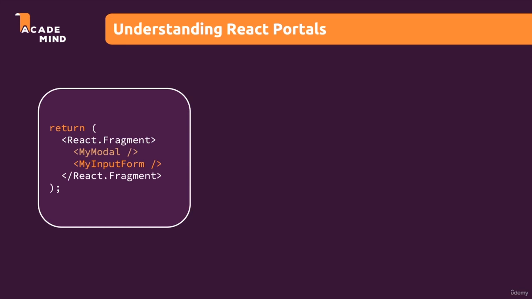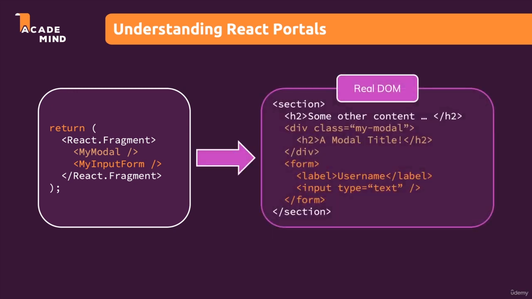We got two components, side by side, my modal and my input form, wrapped by a fragment, but the fragment won't matter here. We already learned about that. And the actual content that ends up in the real DOM might look something like this. We might have a section and a h2 tag coming from some other components, because the code on the left is just one of many components in our application, let's say. And then we have that brown content, which is actually the modal, which is being rendered to the DOM in the end by React, and the orange part is our form.